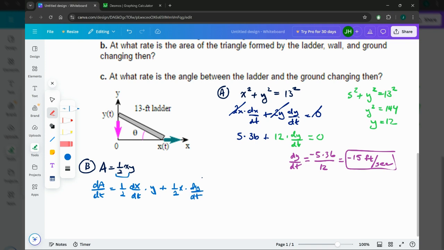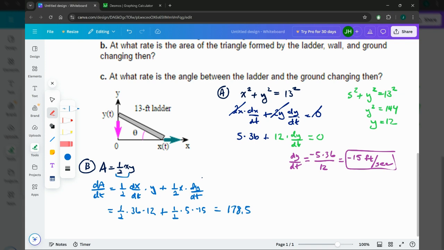Well, guess what, ladies and gentlemen? I know all those variables. It's 1/2 dx/dt, which we said was 36, y we found to be 12. Then I've got 1/2 times x, which is 5, times dy/dt, which I found to be negative 15. Now I'm taking out my calculator and I'm multiplying this out for you guys, and I come up with 178.5.